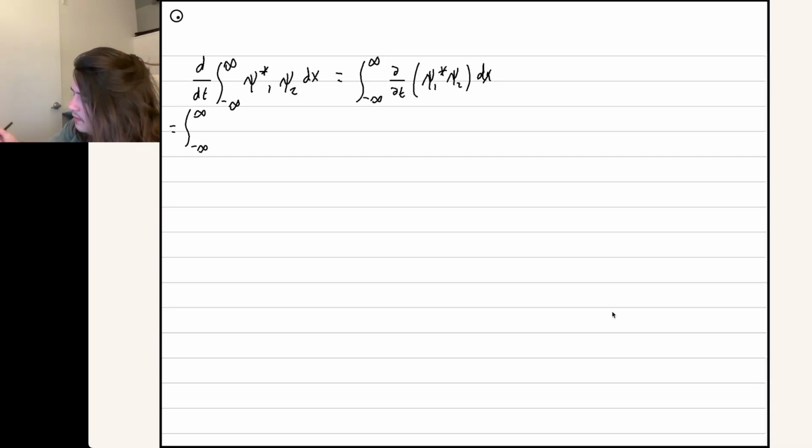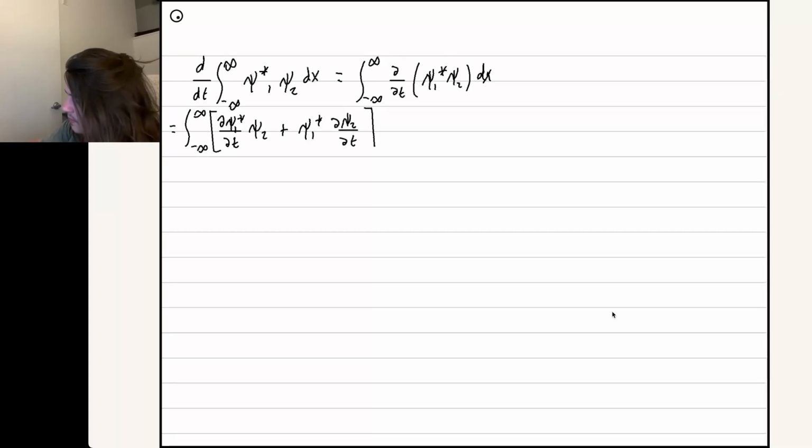Then expand that derivative using the product rule. You'll say this is going to be del psi1 star del t times psi2, plus psi1 star del psi2 del t, all of that integrated over x. I'm just going to put some braces here, dx.